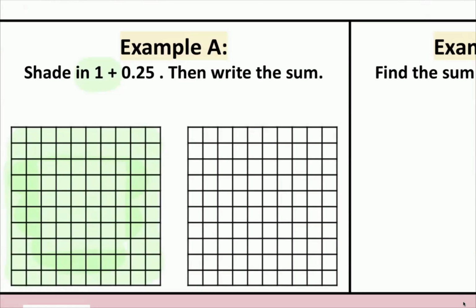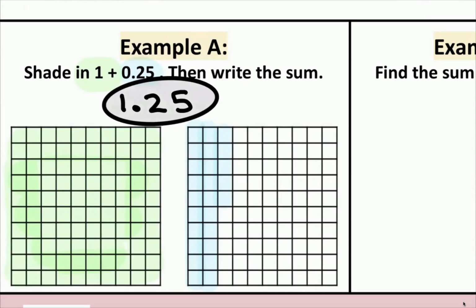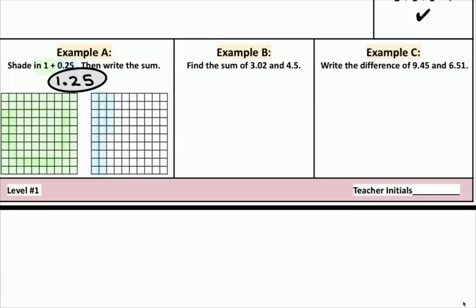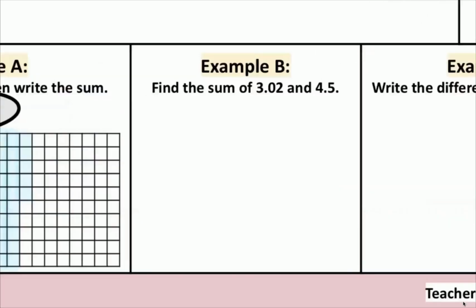Then we'll shade in our next grid 25 hundredths. So each column or each row is 10. So I can shade in 10, 20, and 1, 2, 3, 4, 5. So altogether, my total shaded region is 1 and 25 hundredths, which I can write as 1.25. As you're working today, you can always come back to these examples and our notes to help you if you need it.